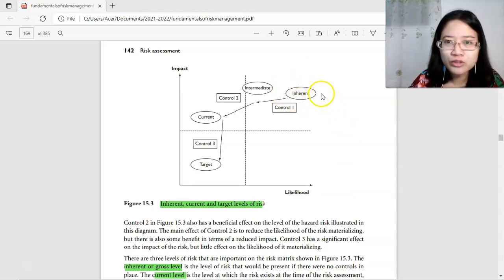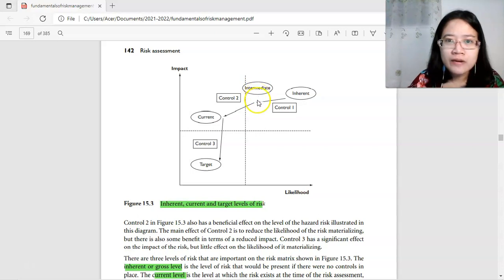Okay? Before any controls, nandito siya, serious kasi mataas yung impact, saka mataas yung likelihood. Alright? Tapos, if you implement a control, let's say ito, control number 1, yung kanyang impact medyo bumaba ng konti. Tapos yung kanyang likelihood, bumaba rin ng konti. Ayan. So, intermediate level na siya. But of course, ang companies naman, normally, hindi lang isang control ang ini-implement. Okay? As many controls as possible can be embedded into the processes, into the activities of the organization. Diba? Ayan.